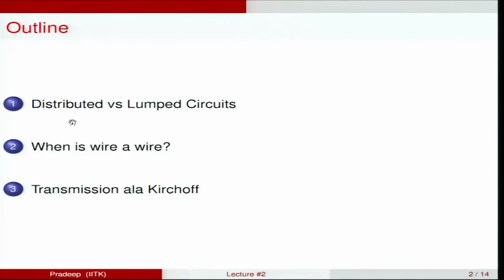In this module we will begin discussing one of the most fertile meeting grounds of field and circuit theory, known as transmission lines. The outline for this module is that we first discuss distributed versus lumped circuits. Lumped circuits are something that you must have studied earlier in your engineering course, whereas distributed circuits are what transmission lines are an example of. Other distributed circuits are waveguides and antennas.